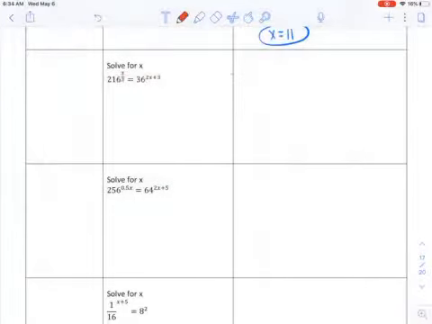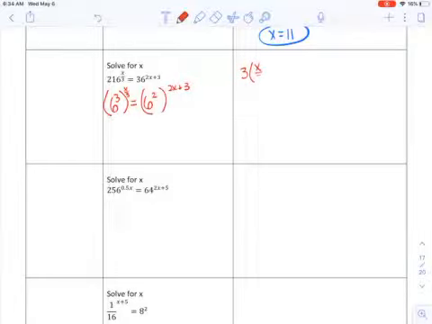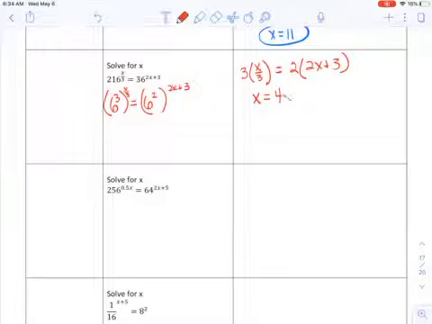So my second one, again, solving for x. Let's find a common base. 216 is 6 to the third power. Oops, does that x over 3? And 36 is 6 to the second power. So since the bases are the same, 3 times x over 3 is going to be the same as 2 times 2x plus 3. So that left side is just x. The right side is going to be 4x plus 6.